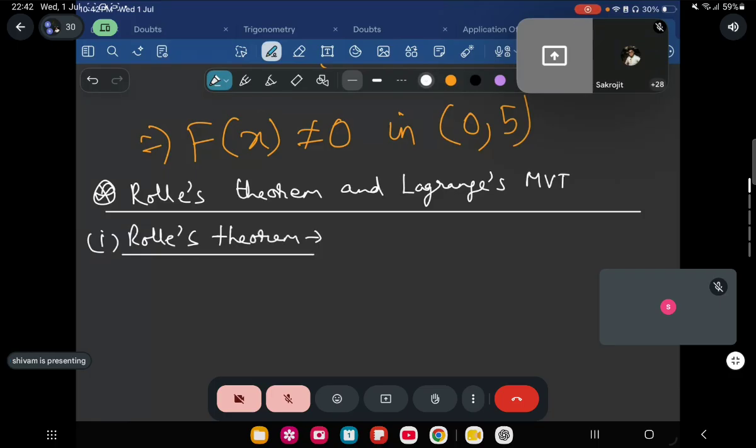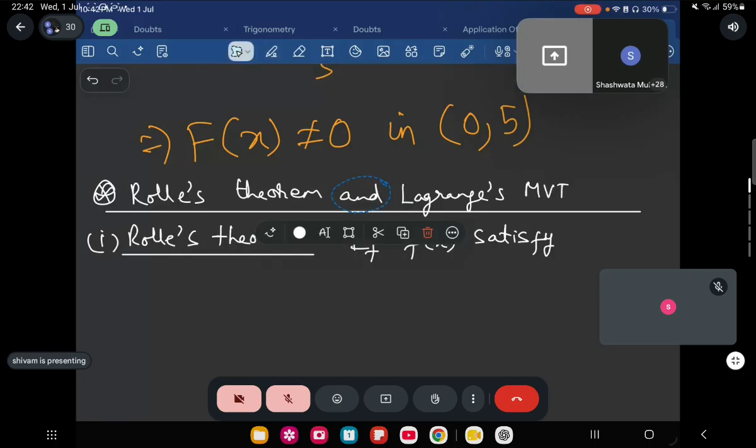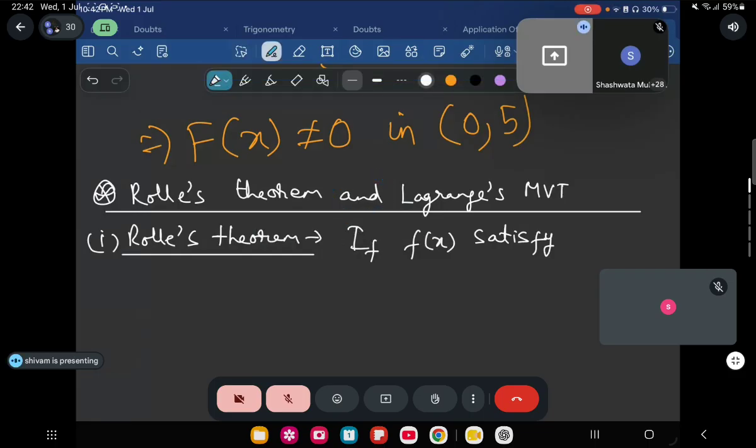Sir, can I ask you one thing? Yes, tell me. Sir, is this the spelling of Rolle's? Have I written it incorrectly? No, no, I don't know, I'm asking you, I'm not stating anything. Okay, sir, it is named after a mathematician, as far as you know.